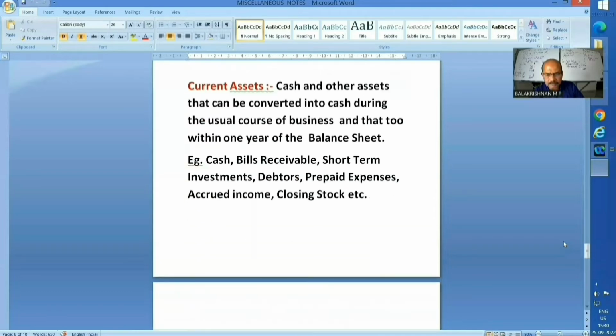Current assets. Cash and other assets that can be converted into cash during the usual course of business, and that too within 1 year of the balance sheet. That's the definition. Items are cash itself, of course, the most liquid one, bills receivable, short-term investments, debtors, prepaid expenses, accrued income, closing stock, etc.